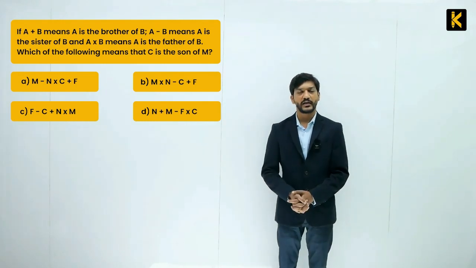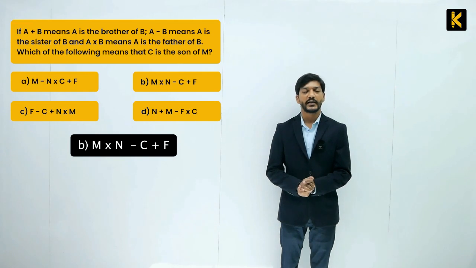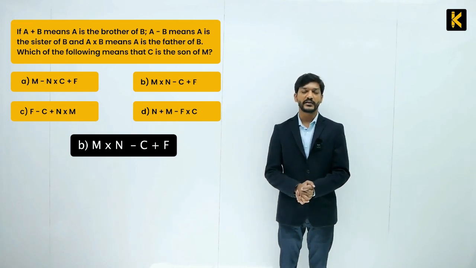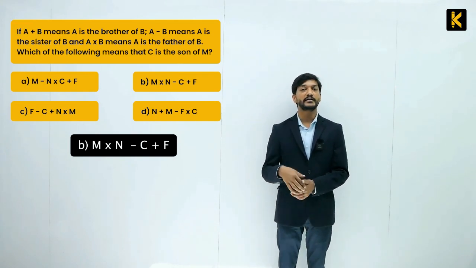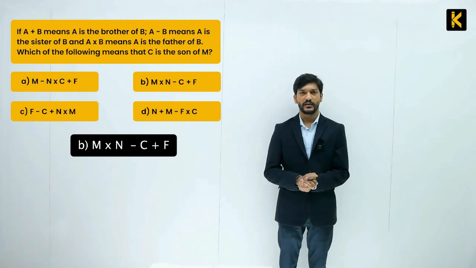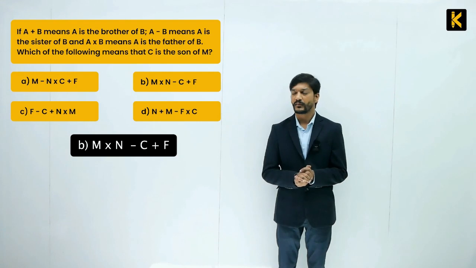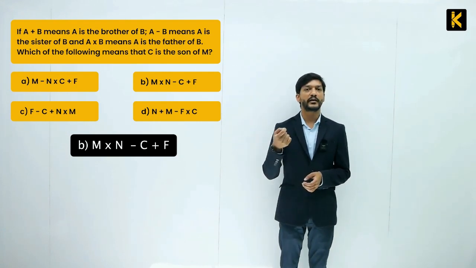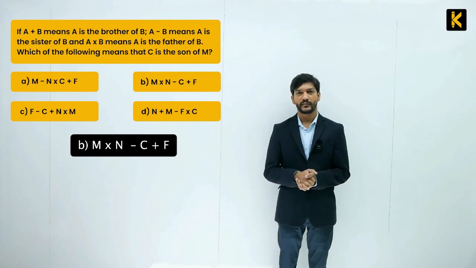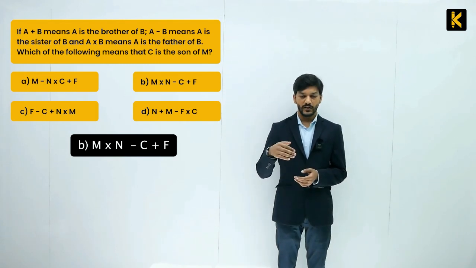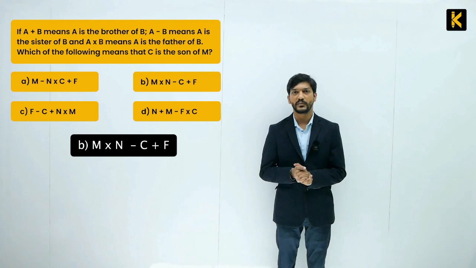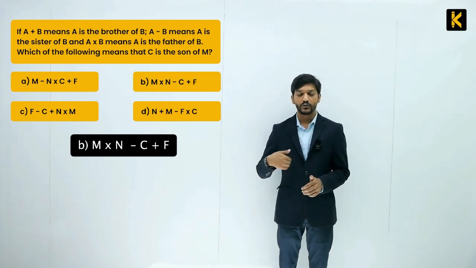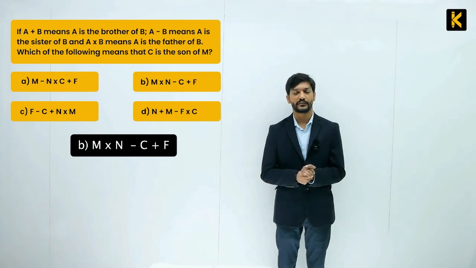So the next option is M cross N minus C plus F. So that is his representation. Here we are not having our symbols. Alright, so this B option also is a blood relation diagram, but here the symbols which are used are not our symbols. So let's convert this blood relation diagram into our way of representation.